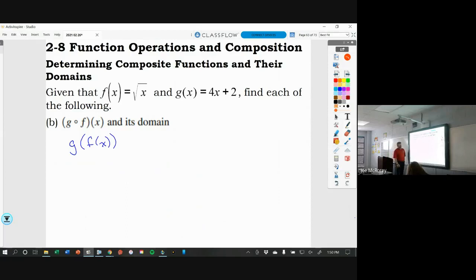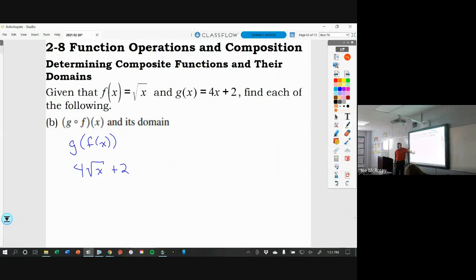So here's the g function. 4, there's an x, but I'm replacing x with f of x. So instead of x, I'm going to write square root of x, plus 2. This is g of f of x.